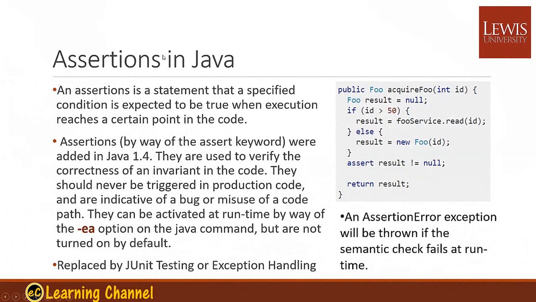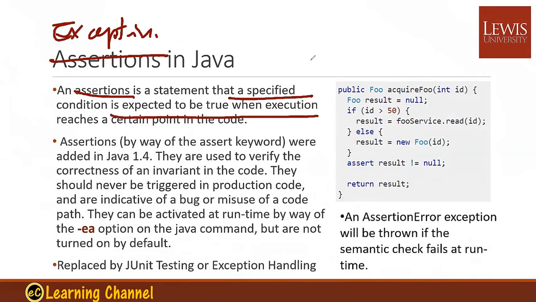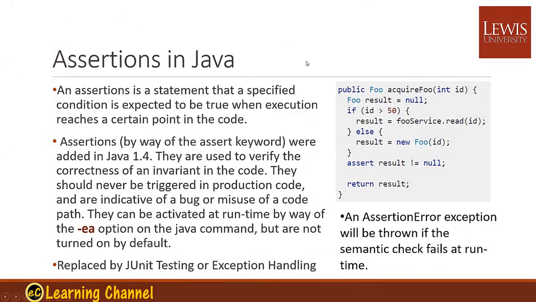Here we have assertion in Java, but nowadays very few people use assertions. Most people use exceptions. An assertion is a statement that specifies a condition to be met. Let's try this. Assertion in Java.